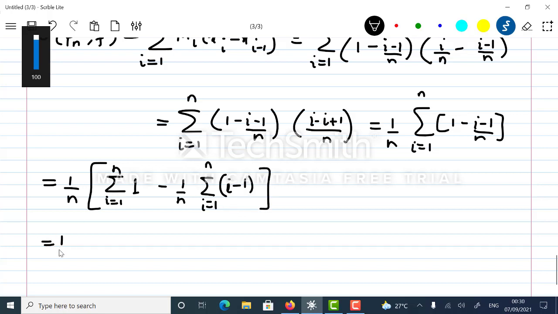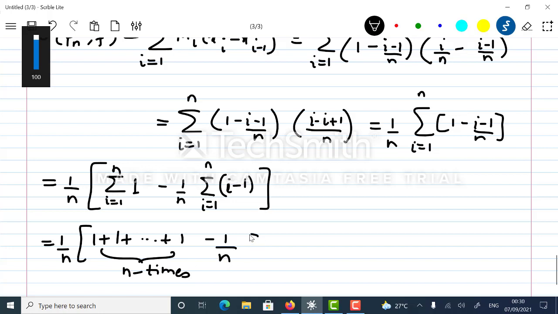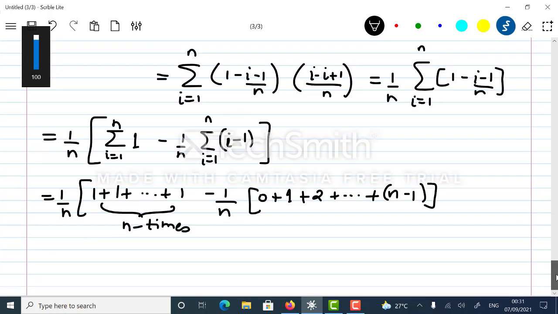Right, so this is 1 by n, this is 1 plus 1 plus 1 added n times. This is a for loop basically, n times. Minus 1 by n. So when i is equal to 1 it is 0, plus when i is equal to 2 it is 1, when i is equal to 3 it is 2, dot dot dot. When i is equal to n, then it will be n minus 1. So sum of first n minus 1 terms.